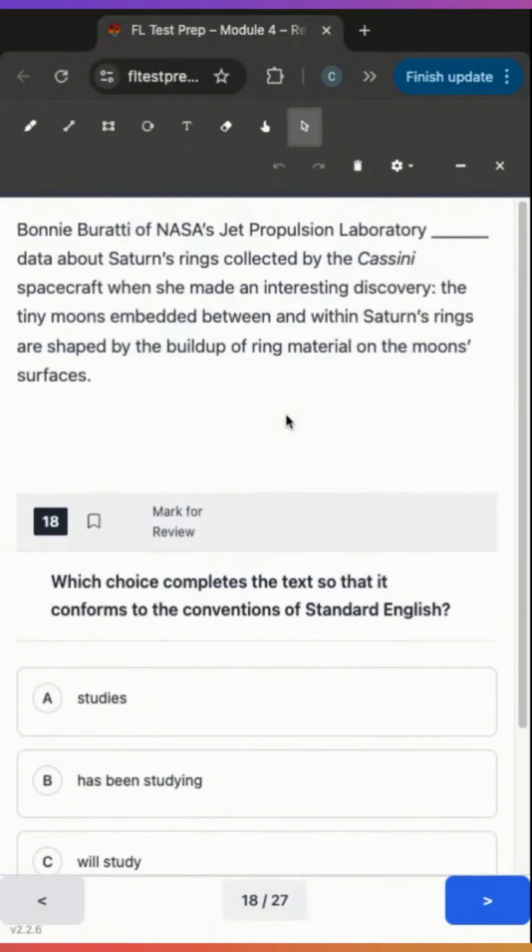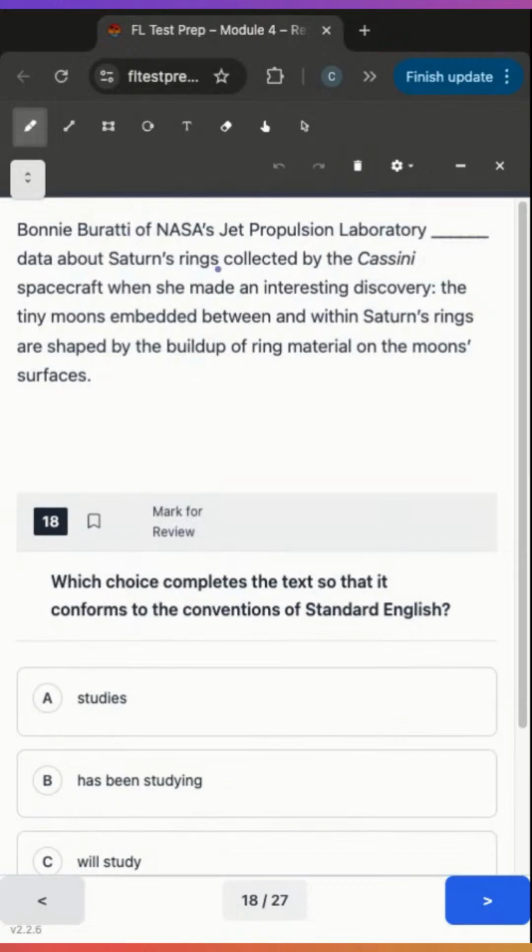And so whenever you realize you're testing a tense question, you want to go back into the passage and take a look at each verb used in the passage and determine, is it past, present, or future tense, and then pick the correct verb that matches. So let's take a look. Bonnie Buriati of NASA's Jet Propulsion Laboratory blank data about Saturn's rings collected by the Cassini spacecraft when she made an interesting discovery. All right. So let's take a look. Let's look at the other verbs.